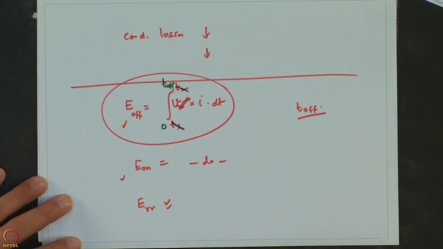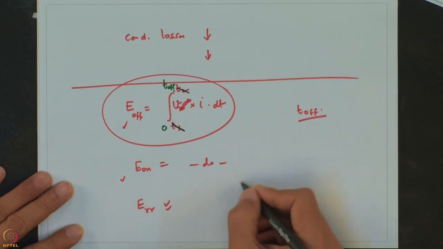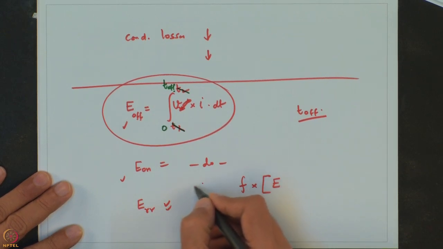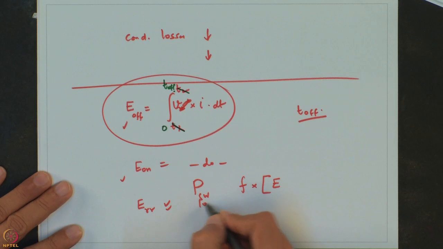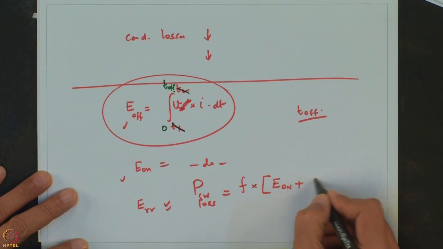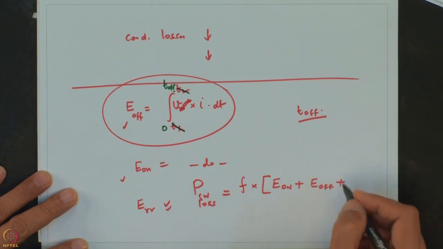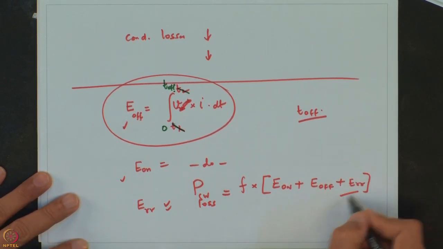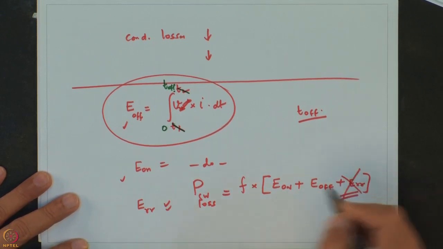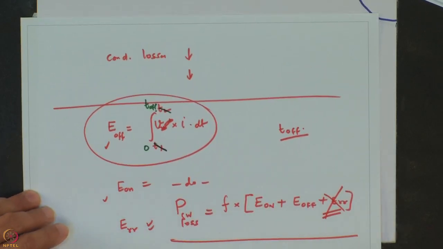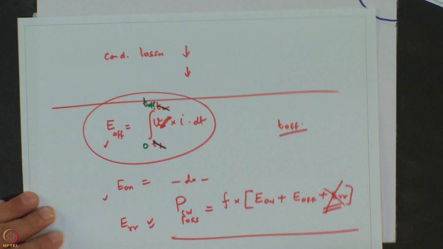So, if you are operating your circuit at a certain frequency f, you just have to multiply by f to get the total switching losses. So, P switching loss, I can say now, is frequency multiplied by E on plus E off plus ERR. Now, if ERR is not important, then it may not be there. So, this is how somebody can find out the dynamic losses or the switching losses when the transition is taking place. Likewise, the conduction losses can also be computed.